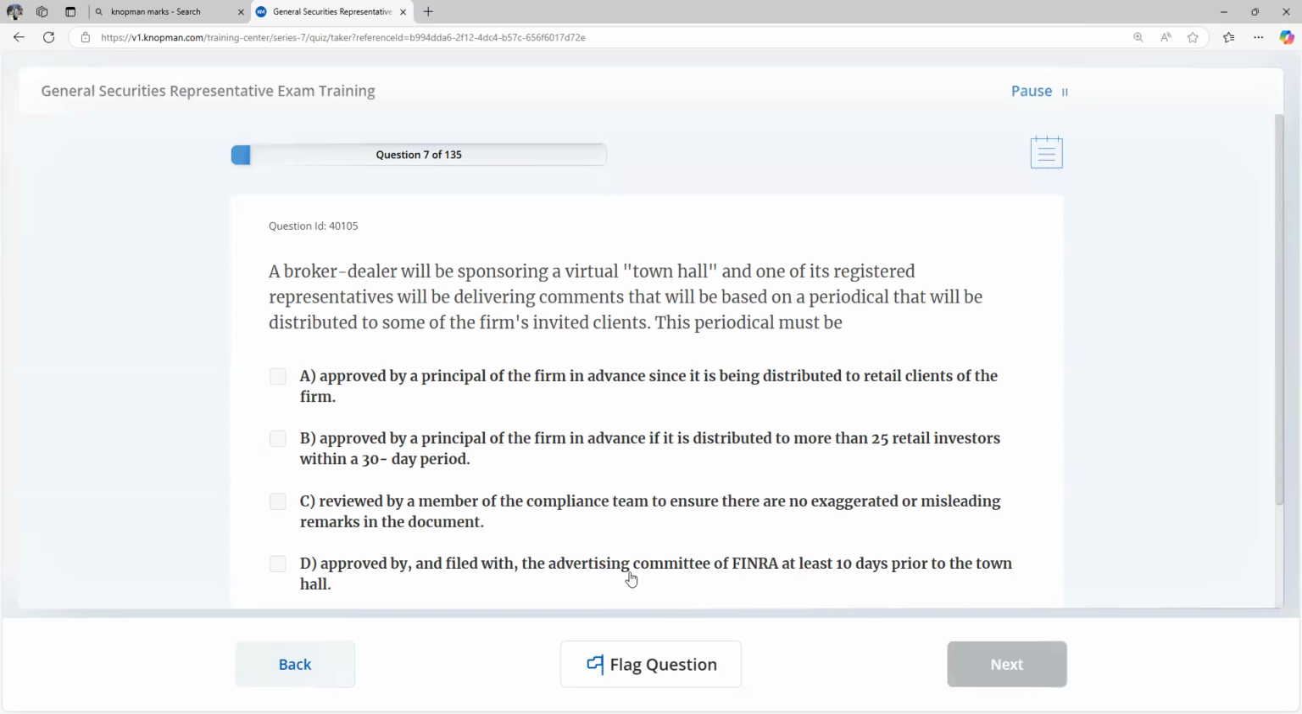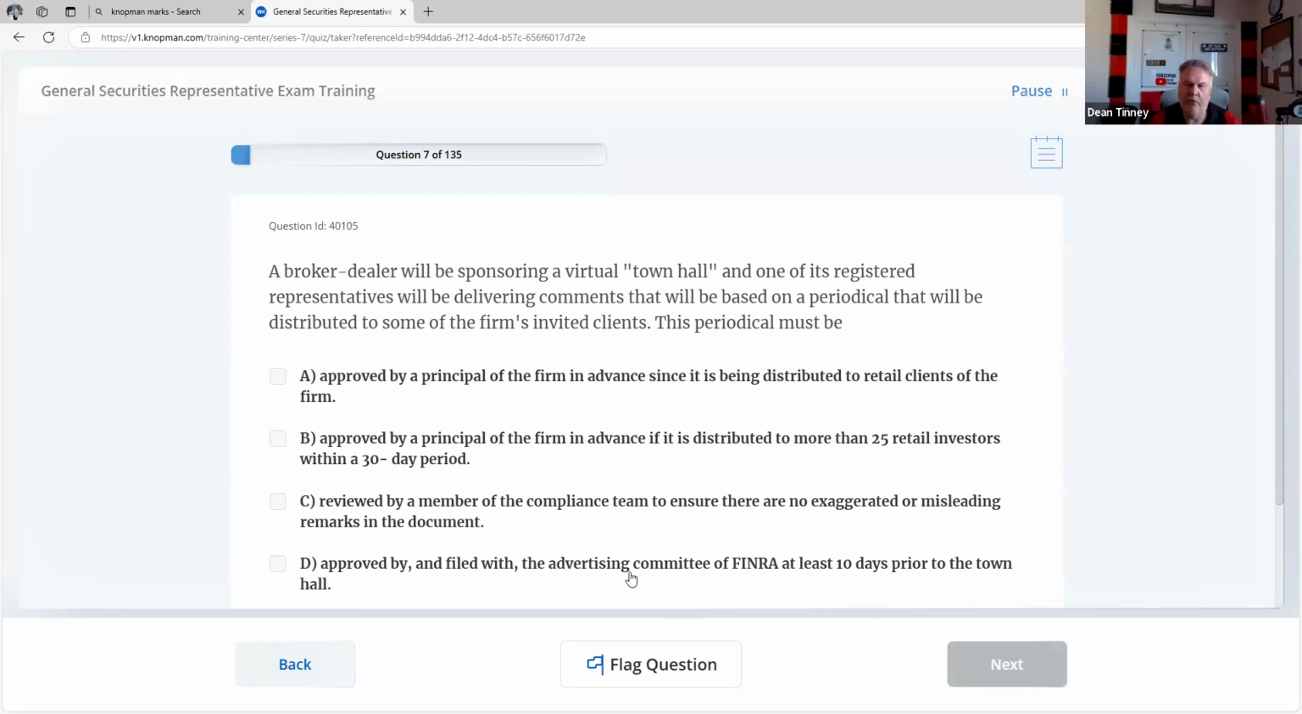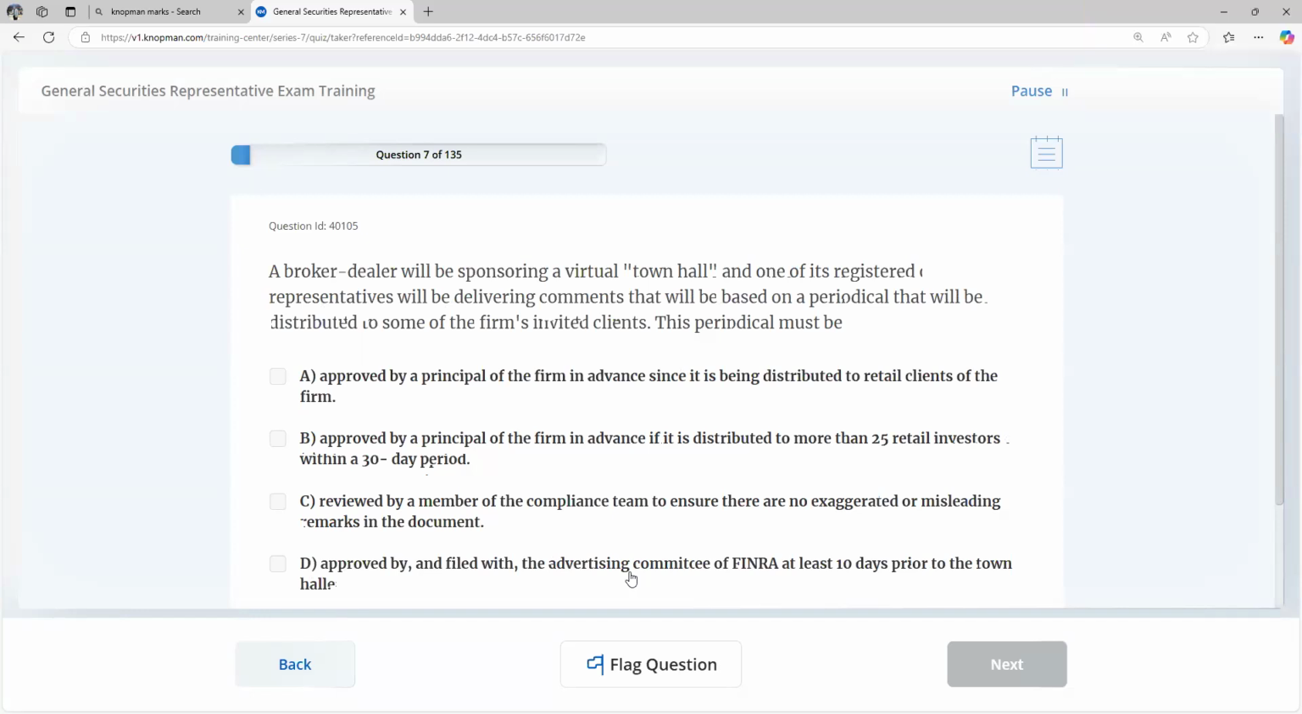A broker dealer will be sponsoring a virtual town hall, and one of its registered representatives will be delivering comments based on a periodical that will be distributed to some of the firm's invited clients. Is it only going to some of the firm's clients? That doesn't give me an exact number.